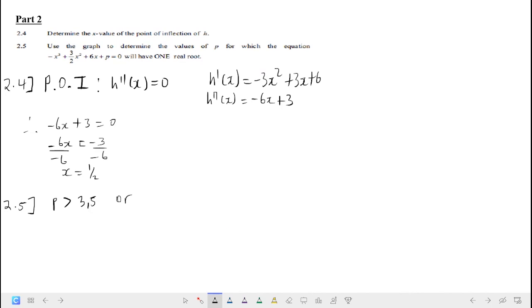So we can conclude that because we're shifting the graph down, shifting it down means we're subtracting a number. So we're subtracting 10. We need to continue shifting it down more than minus 10. Hence the answer is going to be p is greater than 3.5 or p is less than minus 10.